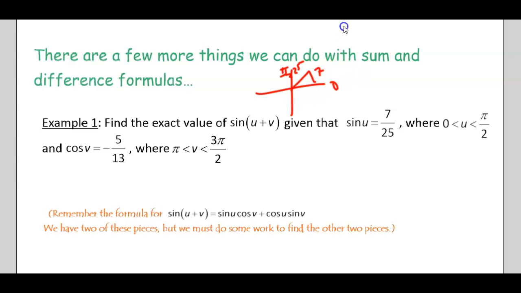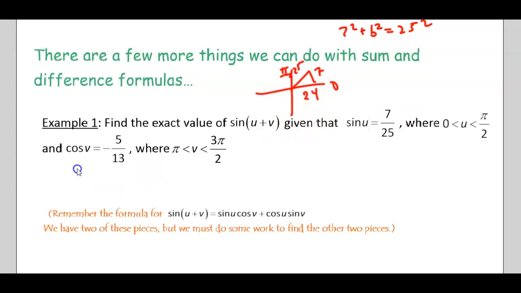So 7 squared plus b squared equals 25 squared, that's 625. 625 minus 49 is 576. Then we find the square root of that, so this leg is going to be 24.